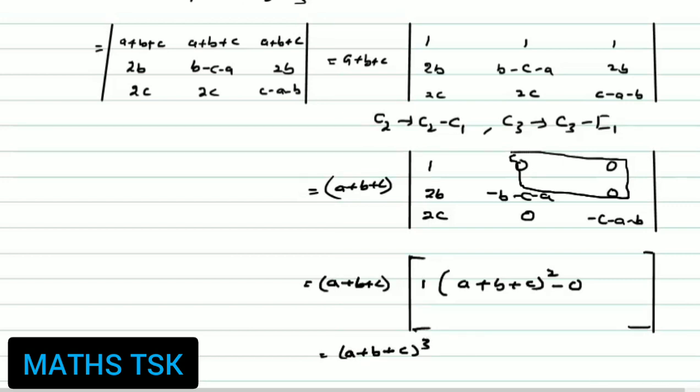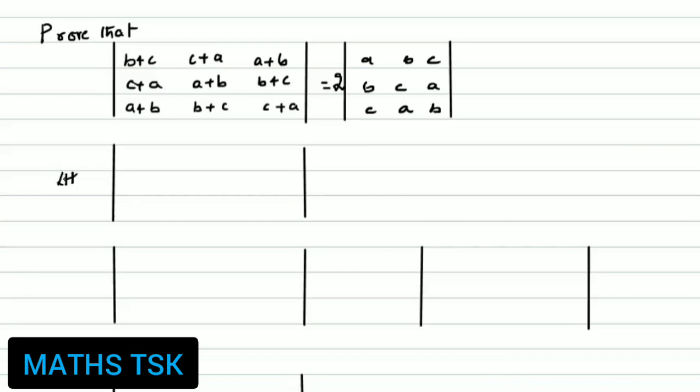Look at the next problem now. Let us take LHS. The first row is b plus c, c plus a, a plus b; the second row is c plus a, a plus b, b plus c; the third row is a plus b, b plus c, c plus a. Right, let us add all these things.